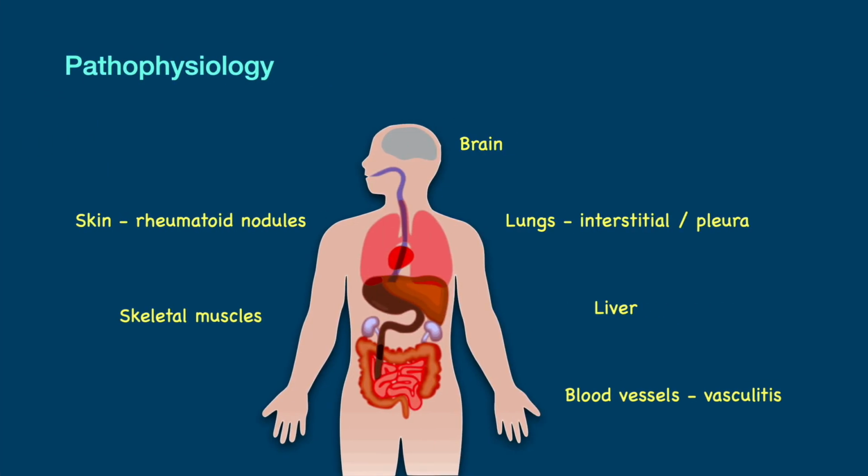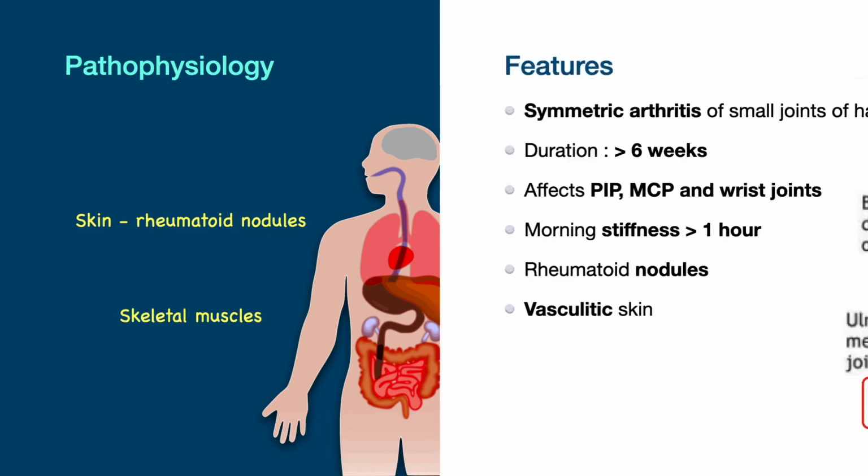In rheumatoid arthritis, inflammatory cytokines affect multiple organ systems, leading to extra-articular problems. It can affect the brain, blood vessels, forming vasculitis, skin causing rheumatoid nodules, and skeletal muscles. In response to inflammatory cytokines, the liver also undergoes inflammation. The pulmonary system also ends up having complications affecting the interstitial and pleural layers.